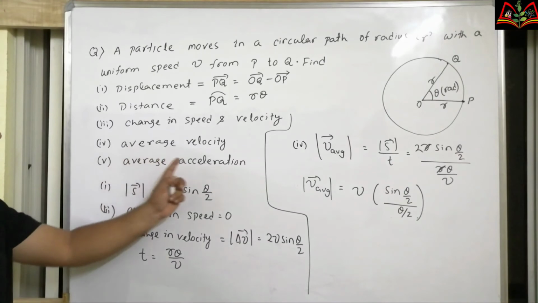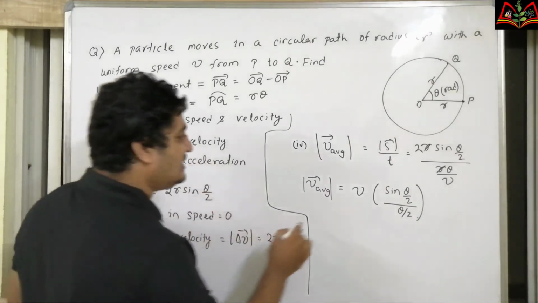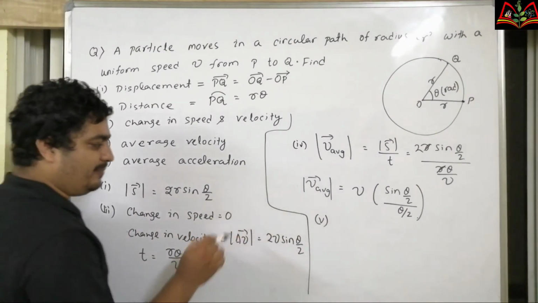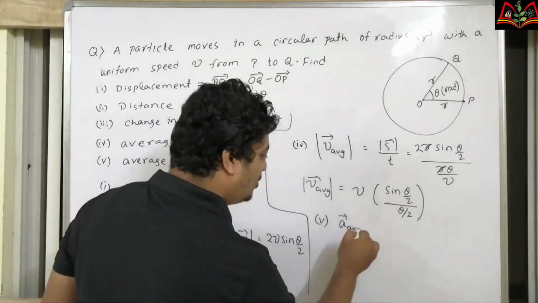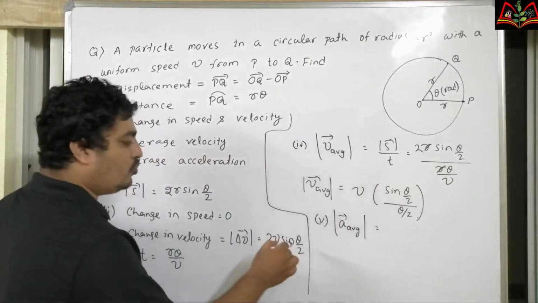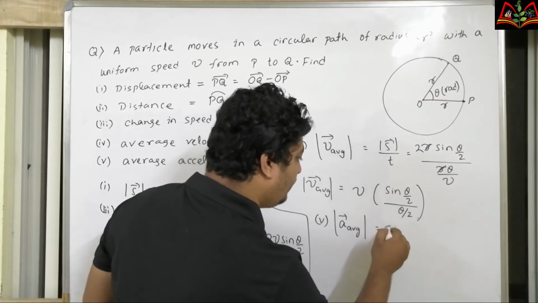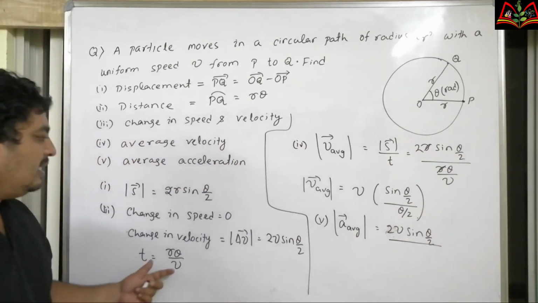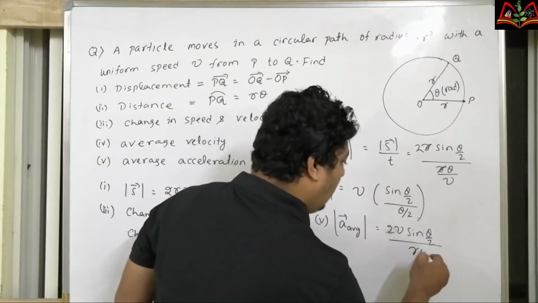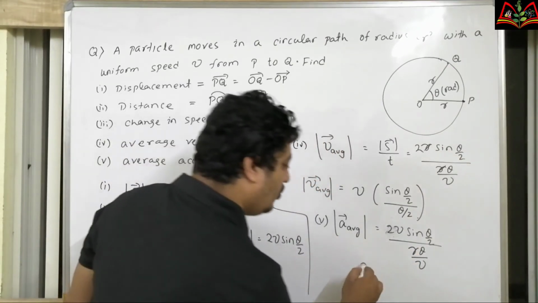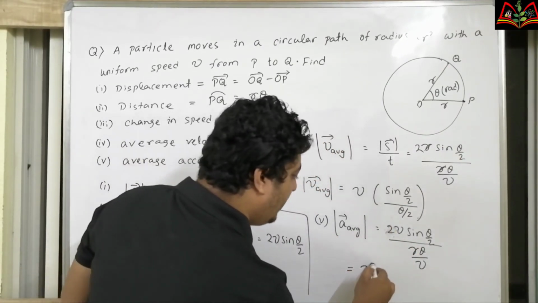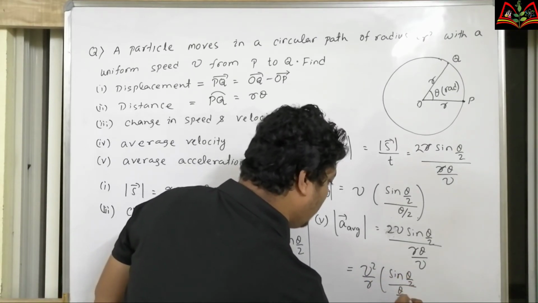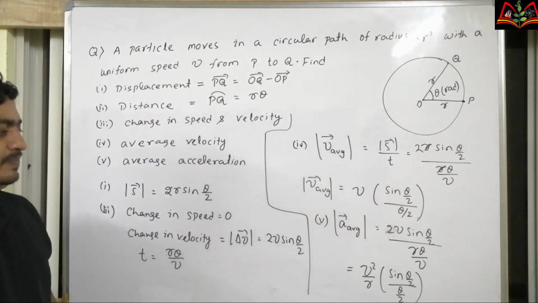Now last question asks average acceleration. Now average acceleration is change in velocity by time. So a average has the magnitude 2v sine theta by 2 divided by time, that is equal to r theta by v. So we can write it as v square by r into sine theta by 2 divided by theta by 2.